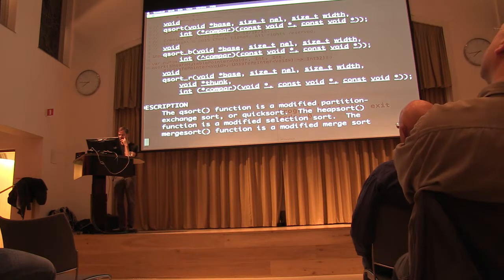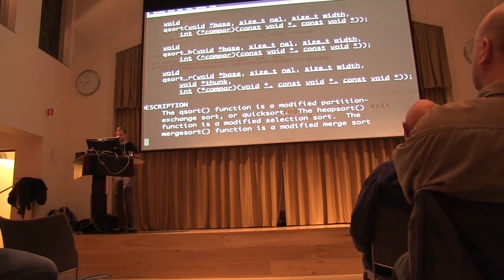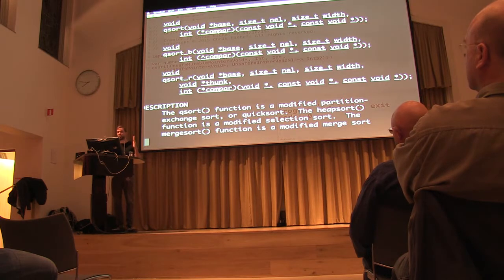Then there's void star base. So this means the void pointer to base, to the first element in the array we're going to sort. So it's a pointer to the first element of the array. And this is how arrays work in C. And then there's the number of elements. So this is the number of elements in the array. And then there's a width. And this is the size of a single element in memory. And using these 3 parameters, quicksort can iterate over the array, and it knows how wide each element is, and it knows how many elements there are. So it just starts with a pointer to the first element, and then it increments that.